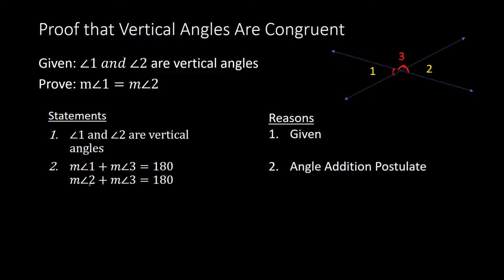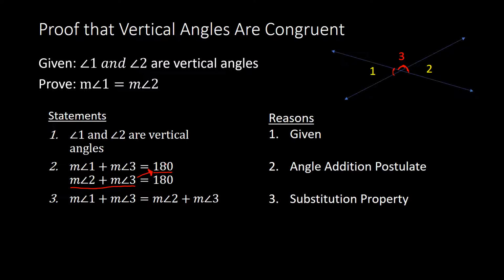So what I can do is, in place of the 180, right there, I can put in measure of angle 2 plus measure of angle 3, because those are the same thing. So what I can have is, instead of measure of angle 1 plus measure of angle 3 equals 180, I can say measure of angle 1 plus measure of angle 3 equals measure of angle 2 plus measure of angle 3. And all I did was substitute it. So that would be my reason for step 3, is because of the substitution property.